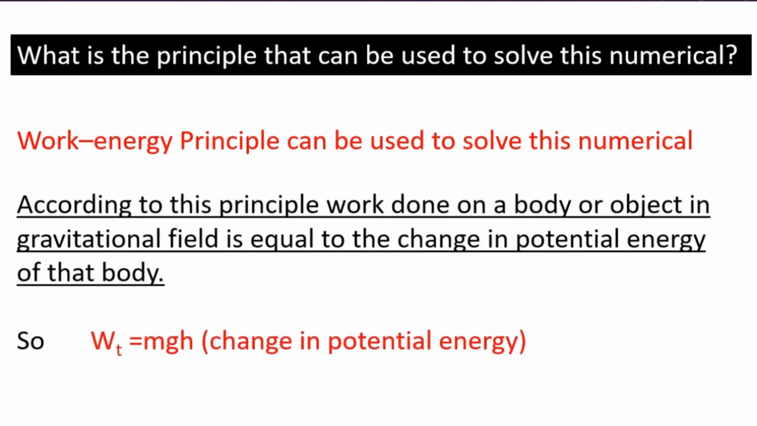According to this principle, work done on a body or object in a gravitational field is equal to the change in potential energy of that body, and WT is equal to mgh. Here h is the change in height for the 9 bricks.